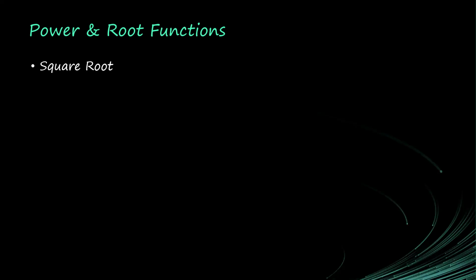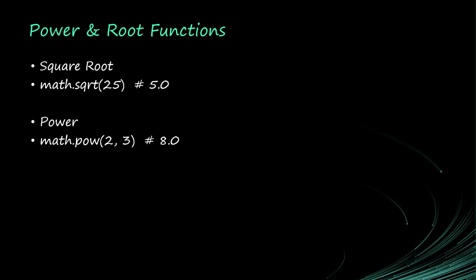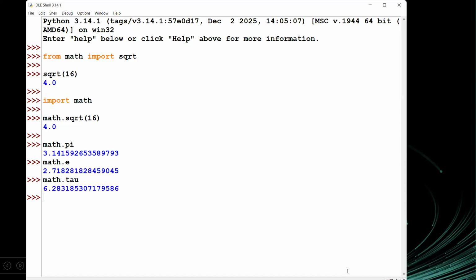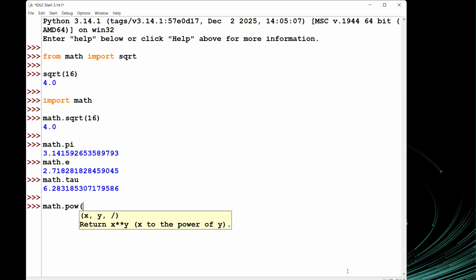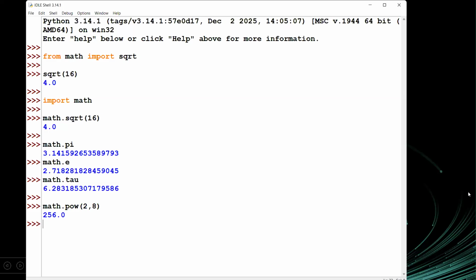So we also have the square root. You have already seen me do the square root. If you want to get the square root of a number, you say math dot square root, SQRT. If you want to get the power of a number, you can say math dot POW, that's power. And then I want to raise 2 to the power of 8, and it will give me 256. So you have seen square root, you have seen power, you have seen the constants.